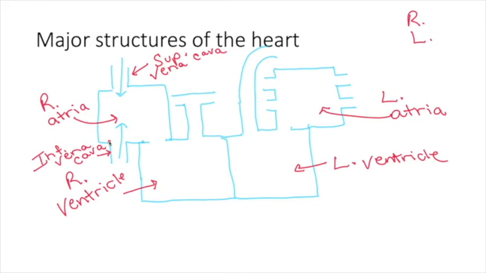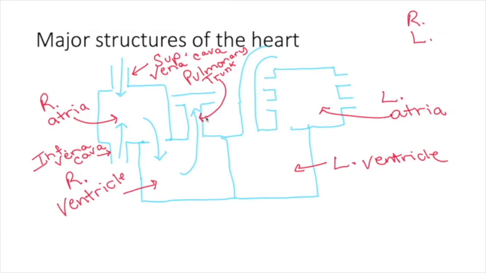Then the blood would go into the right ventricle. And then the right ventricle would pump it out to this vessel. And this vessel here is, well, I'm going to write it up here. Pulmonary trunk is this portion right here.